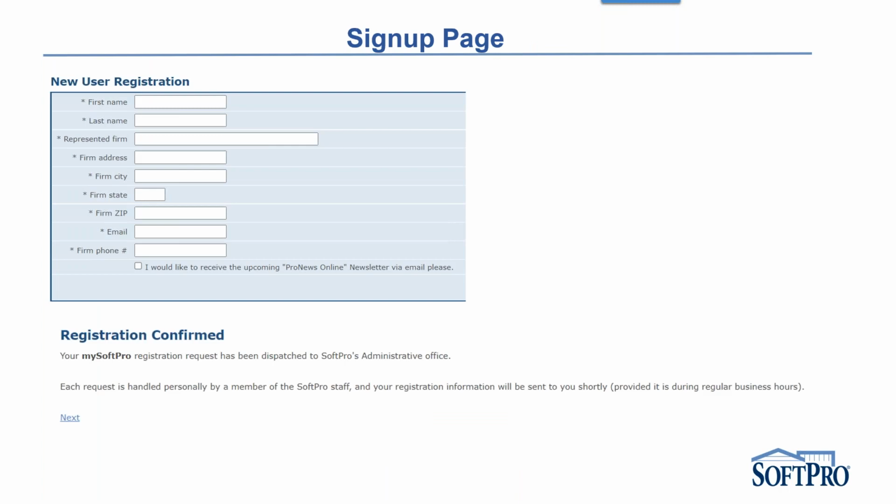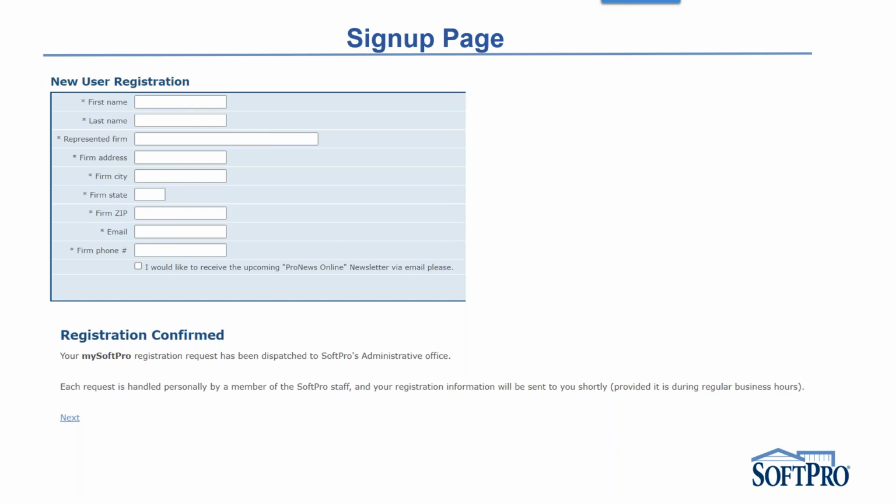Once it's submitted, you will receive a registration confirmation that gets sent to SoftPro, and then we'll go ahead and get that account set up. It usually could take up to about 24 hours to get that activation complete. Once it is completed, you will receive an email with a temporary password. If you do not receive that email within 24 hours, you can reach out to SoftPro and let us know. We can take a look at it and get things moving along for you.